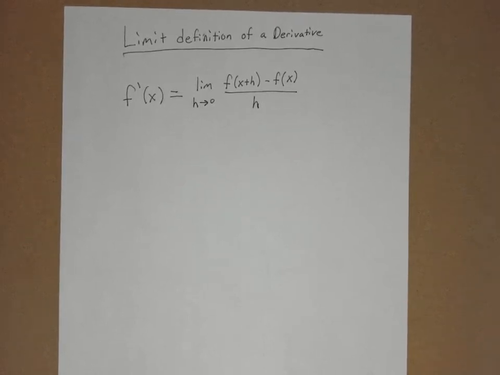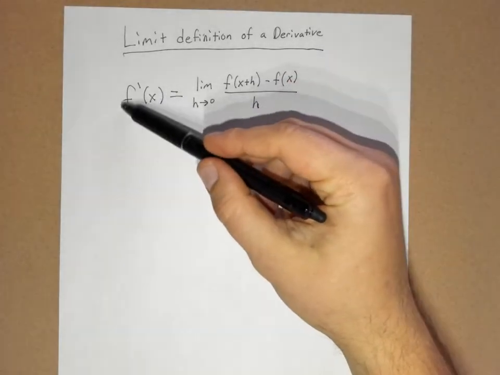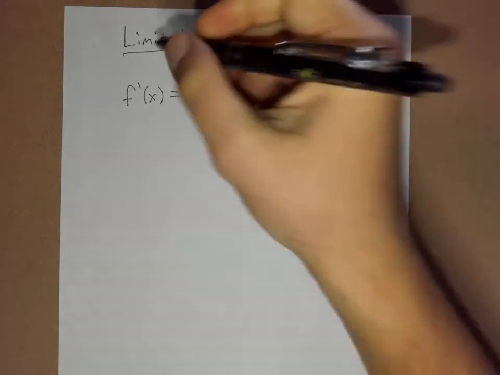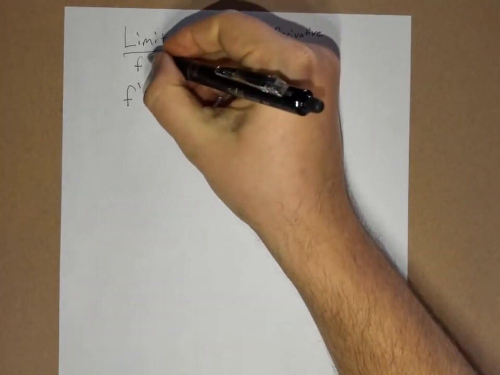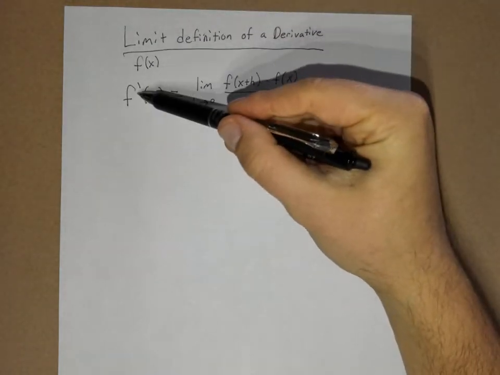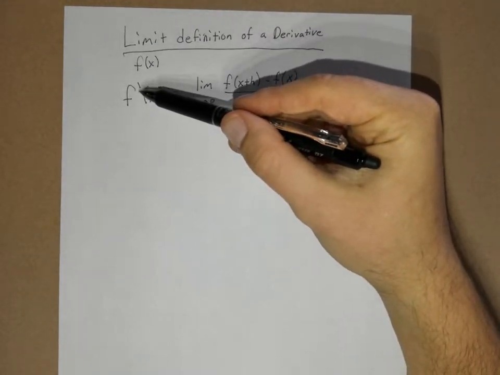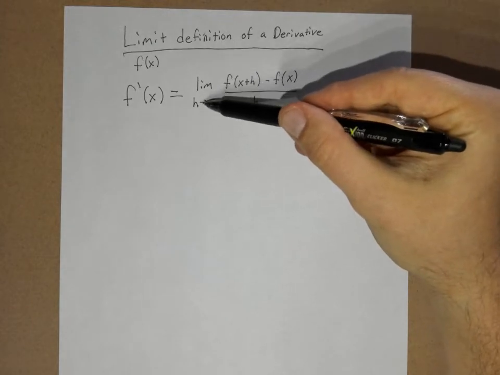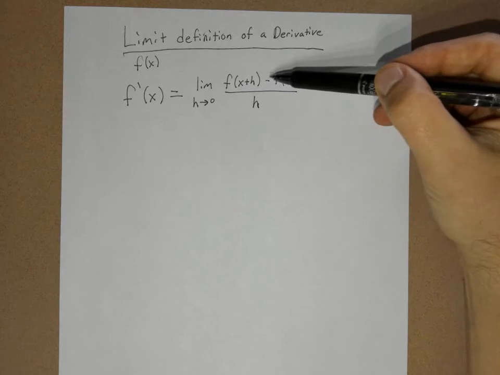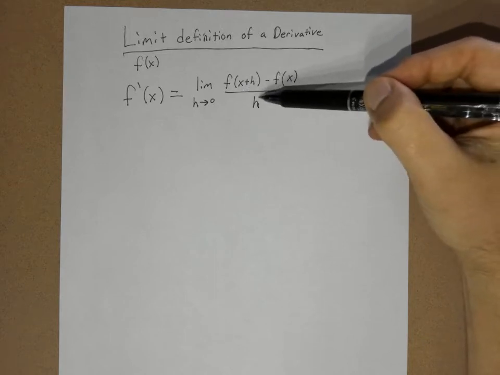K, and today we're going to go over the limit definition of a derivative. So whenever you see a function with a little prime, that represents a derivative function. Your original equation is your f of x, and then the derivative would be f prime of x. It's defined as the limit as h approaches 0 of f of x plus h minus f of x, all divided by h.